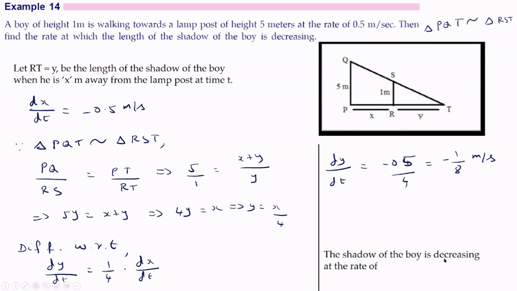So the shadow of the boy is decreasing at the rate of 1 by 8 meters per second. So it is decreasing, and we need not write another negative symbol here. So it is decreasing at the rate of 1 by 8 meters per second. dy by dt is equal to minus 1 by 8 meters per second.